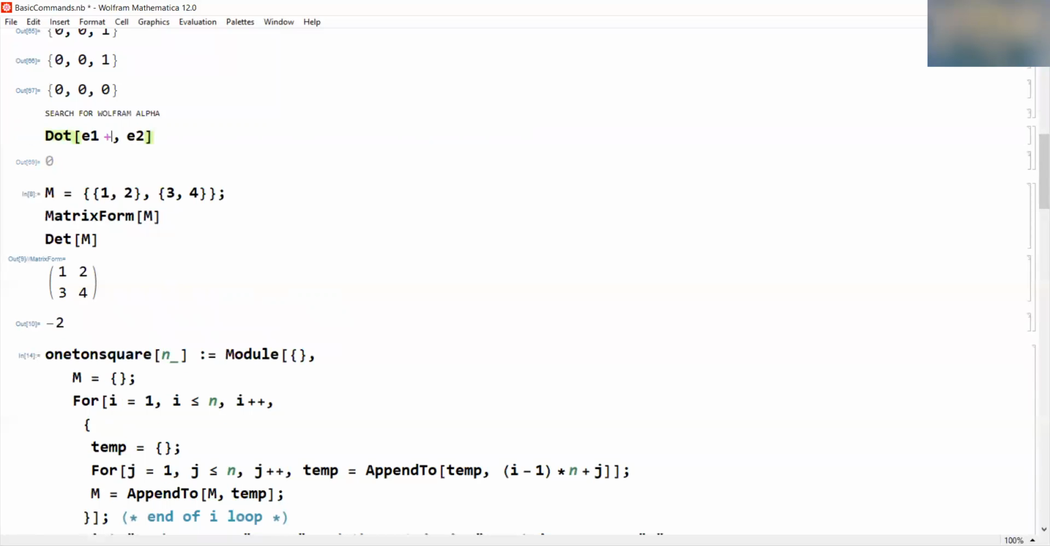If I did E1 plus E2, what should I get? So dot product of E1 plus E2. So the dot product of E1 and E2 is 0 because they're perpendicular. So this is the vector 1, 1, 0, and the vector 0, 1, 0. What should their dot product be?